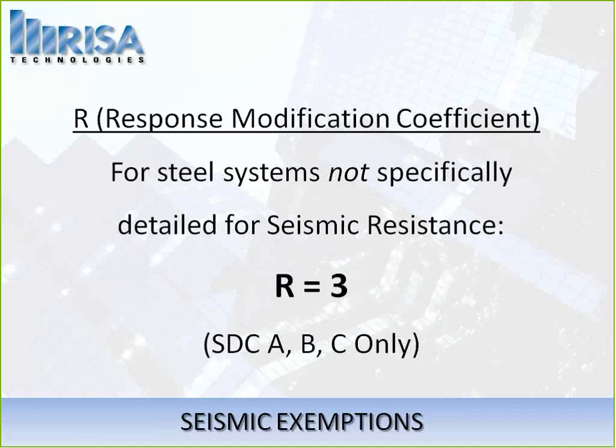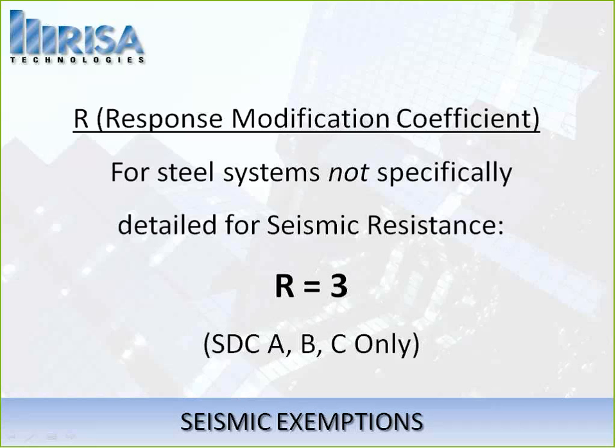Now, to begin with, we have the response modification coefficient, the R factor that you should all be familiar with. And I'd just like to point out that in previous versions of RISA, before we had any seismic detailing, the program was set up to design any structure for which R equals 3. And when you set R equal to 3 and you take a look in the ASCE 7, what you're referring to is a steel system not specifically detailed for seismic resistance. And so this is traditionally how things have been designed through RISA, but of course now we have the capability to take it even farther.